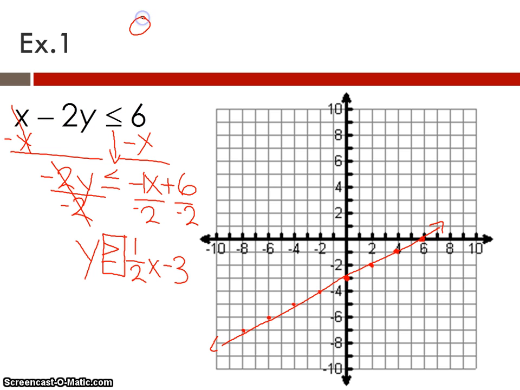Is 0 greater than or equal to 1/2 times 0 minus 3? Will that be a true statement? I'm looking at this point right here and trying to see if that's going to be true. Well, 1/2 times 0 is 0, and 0 minus 3 is -3. So I have 0 is greater than or equal to -3. That is a true statement. So this is the region that I'm supposed to shade.